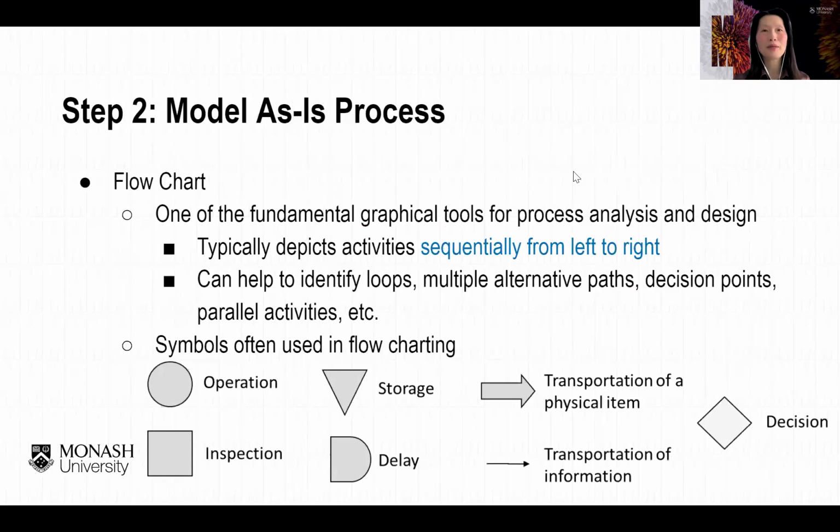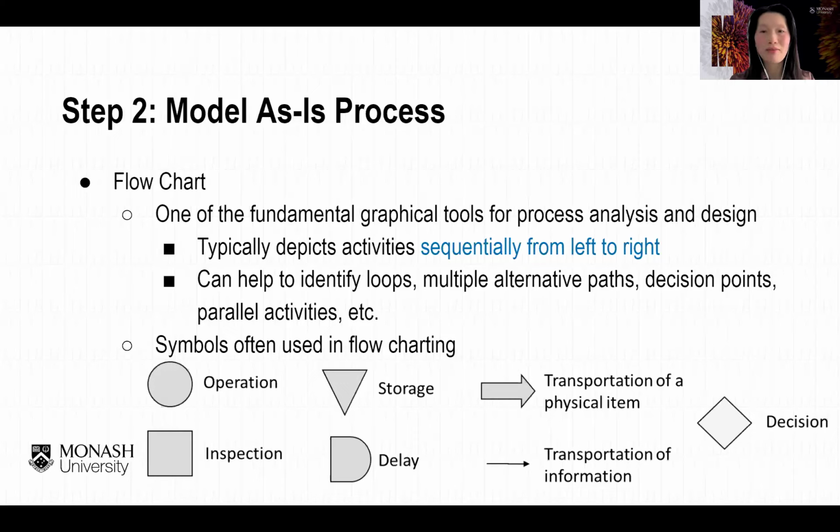So the second step is you need to model the as-is process. As I said, there are many different tools and techniques that we teach as part of various parts of the MBIS. But the one I'm going to show you here is what we call a flowchart. It's a very commonly used tool. It's very easy and intuitive.